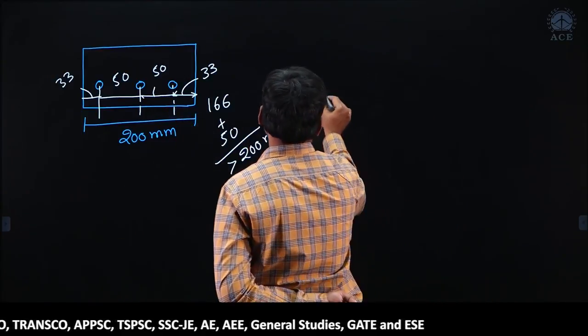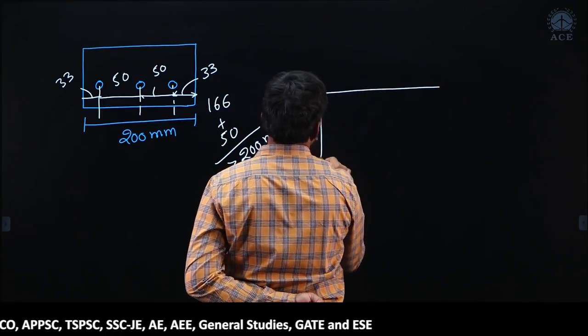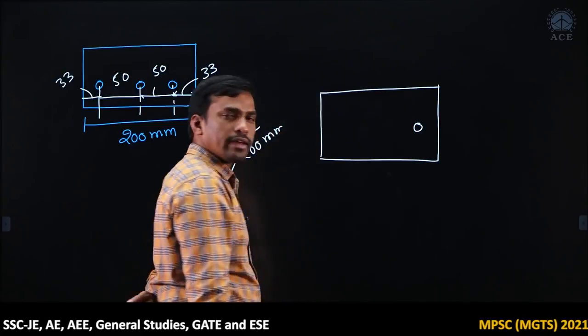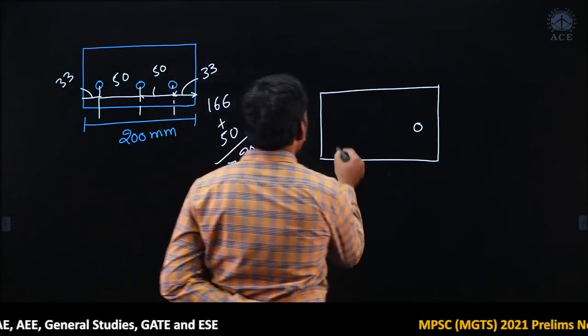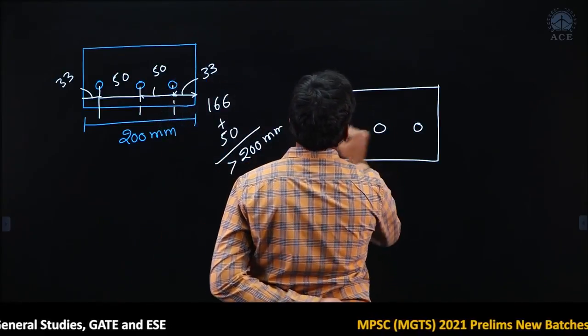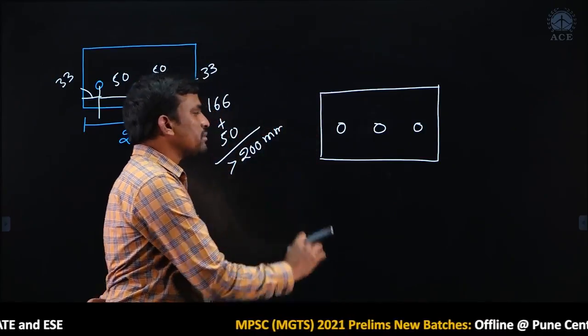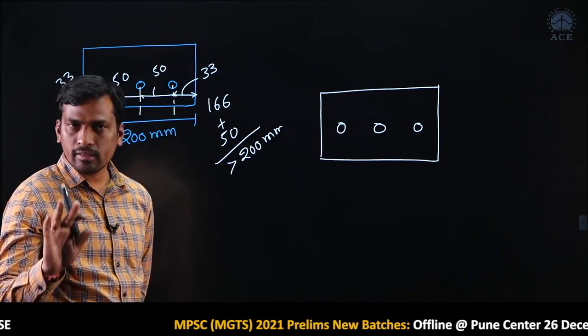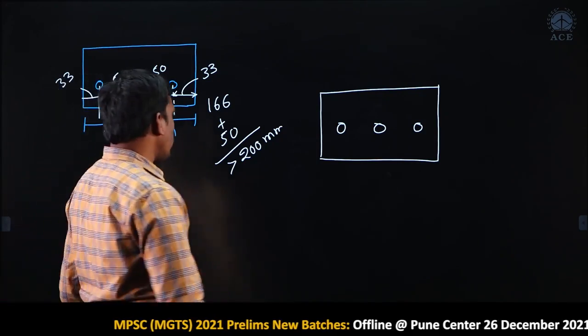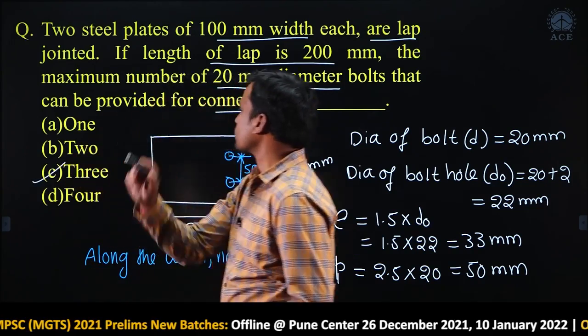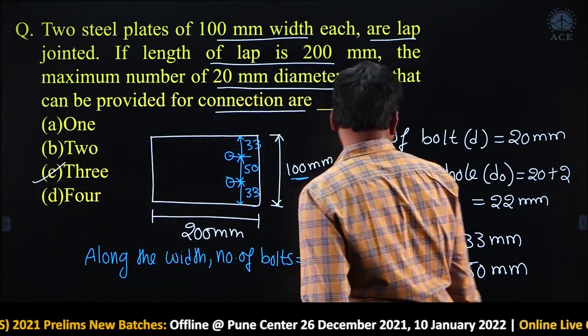Okay. So finally, along the width only 1 bolt we can accommodate, along the length we can accommodate only 3. It means in the connection the maximum number of bolts is only 3, right. So option 3 is correct. Please note down.